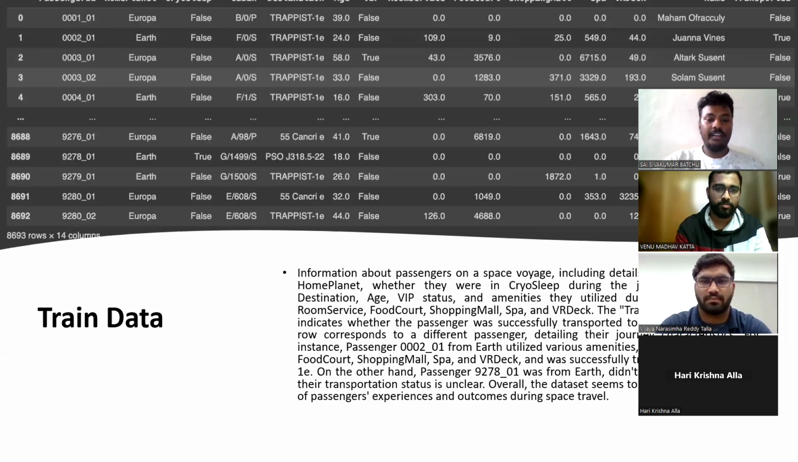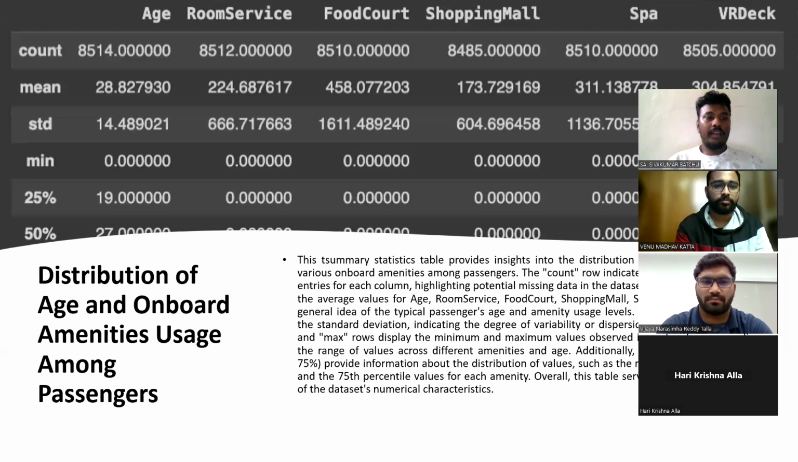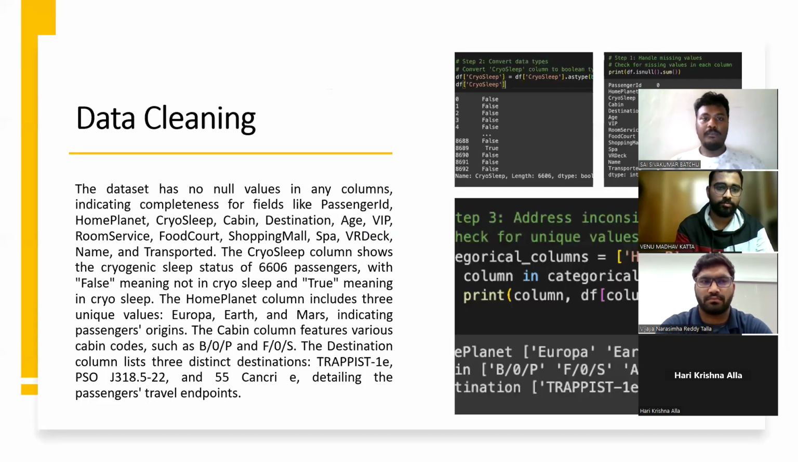And this is the train data which we have used, which has the information about all the passengers. And these are the scatter plot analyses. And this is the distribution of age and onboard amenities usage among the passengers. The next slide will be continued.